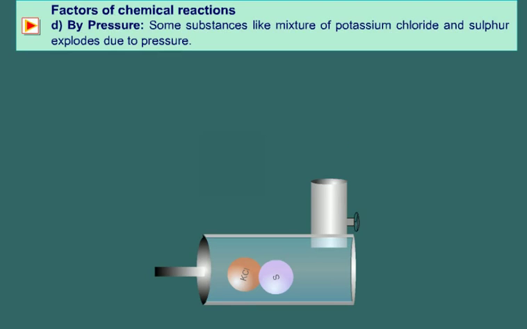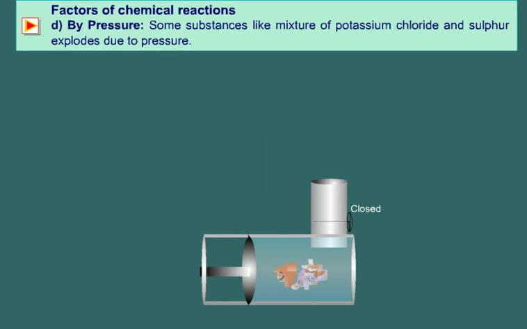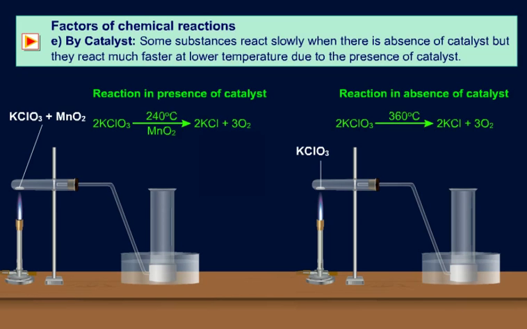Students, some substances like a mixture of potassium chlorate and sulfur explode due to pressure. E. By catalyst. Some substances react slowly in the absence of a catalyst, but they react much faster at lower temperature due to the presence of a catalyst.